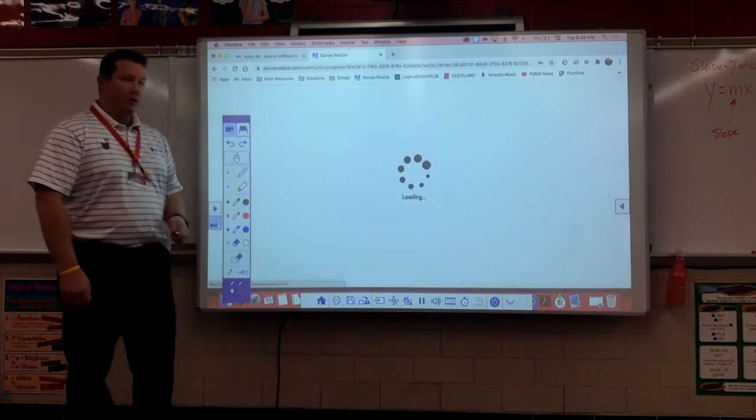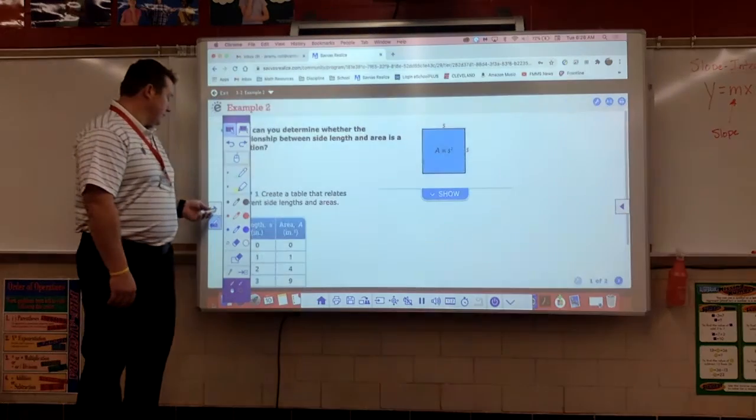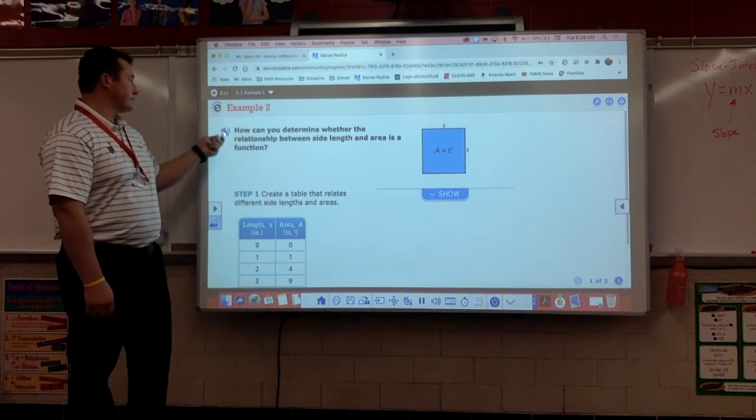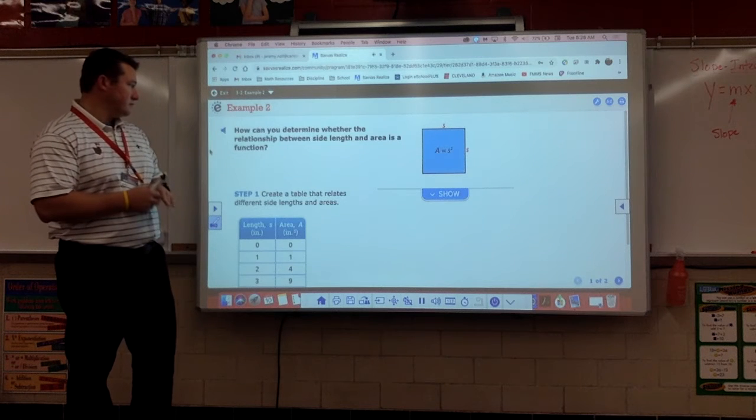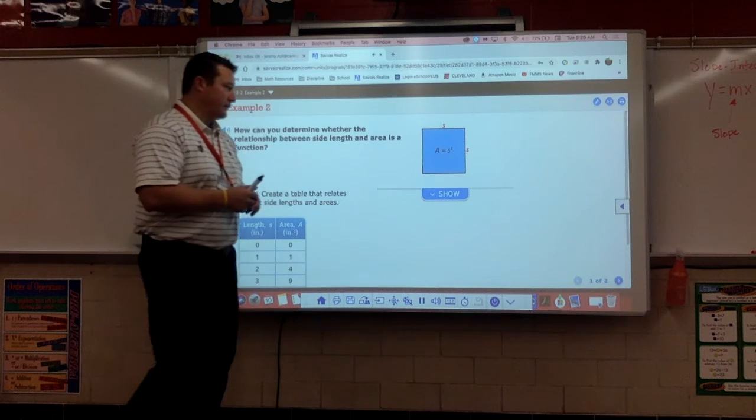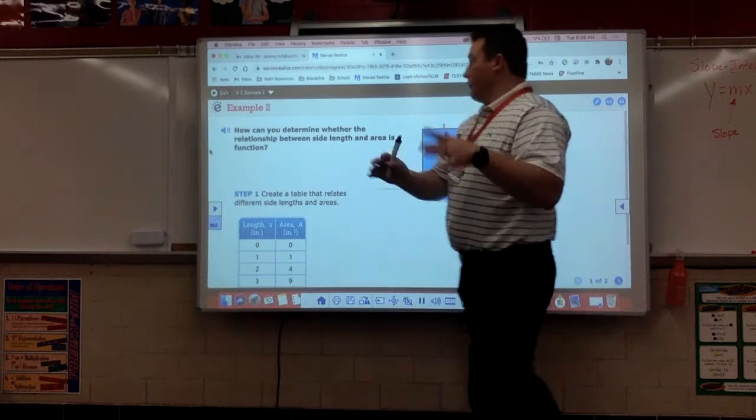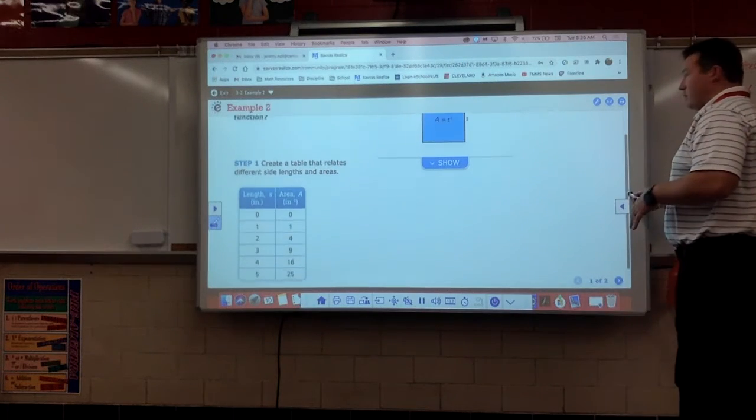Example 2. Let's go to example 2. What do you got? Hopefully it's better. Oh, I think we got to talk about how you can determine whether the relationship between side length and area is a function. So we're still talking about whether things are functions.